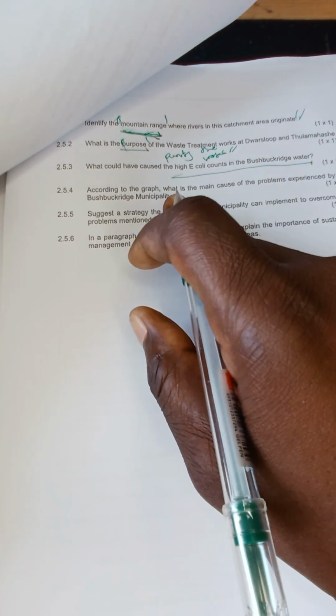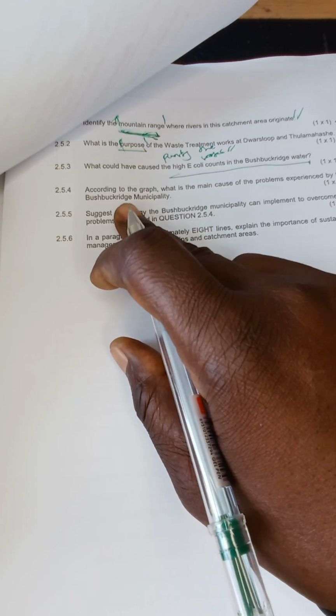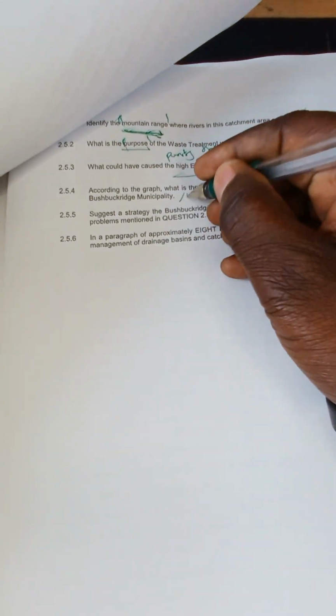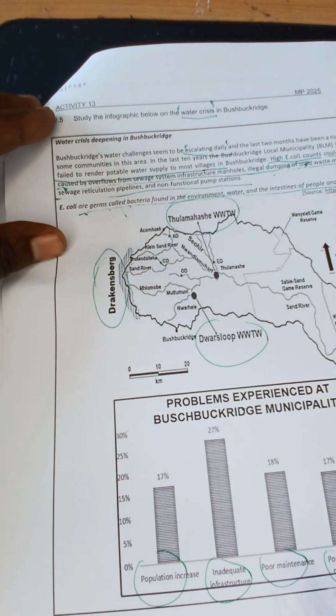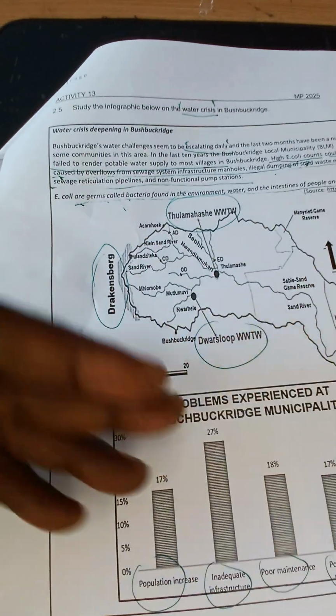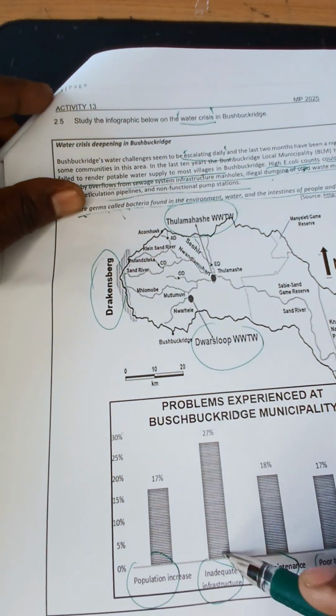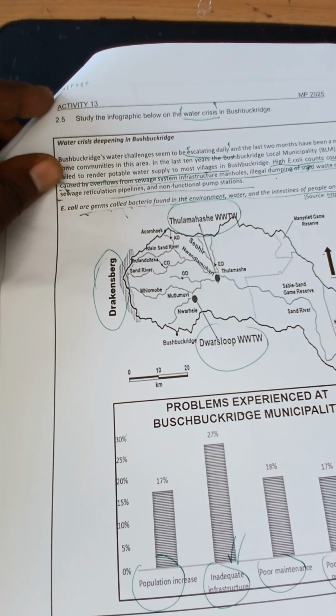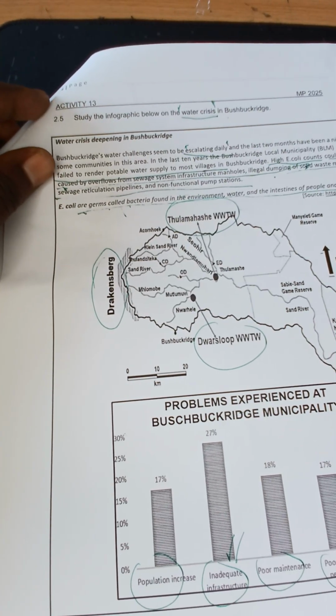According to the graph, what is the main cause of problems experienced by the Bushbuckridge municipality? According to the graph, what are the main problems? Okay, let me go back again. According to the bar graph, what are the main causes of the problems experienced by the Bushbuckridge municipality? You can see we have got inadequate infrastructure. That's the main problem. Inadequate infrastructure.